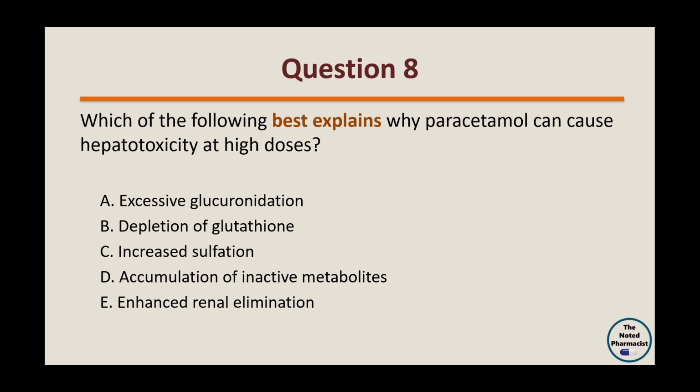Question 8. Which of the following best explains why paracetamol can cause hepatotoxicity at high doses? Option A, excessive glucuronidation. Option B, depletion of glutathione. Option C, increased sulfation. Option D, accumulation of inactive metabolites. Option E, enhanced renal elimination.